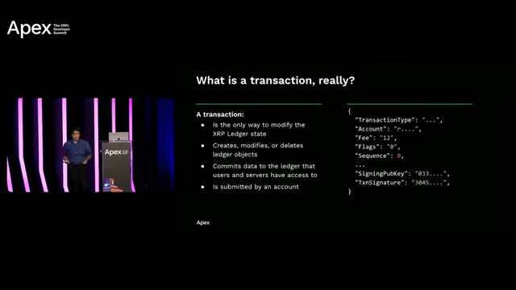So first off, what exactly is a transaction on the XRPL? Well, a transaction is the only way that you can modify the XRP Ledger state. You can create, modify, and delete ledger objects, which is how the XRP Ledger stores data on ledger. And you can commit data to the ledger that users and servers have access to through various different requests. Any transaction has to be submitted by an account. There are a few exceptions called pseudo-transactions, but those are out of the scope here, so we won't be discussing them.